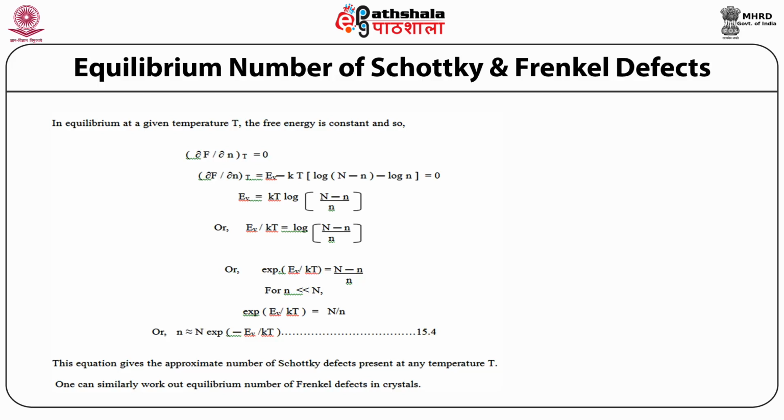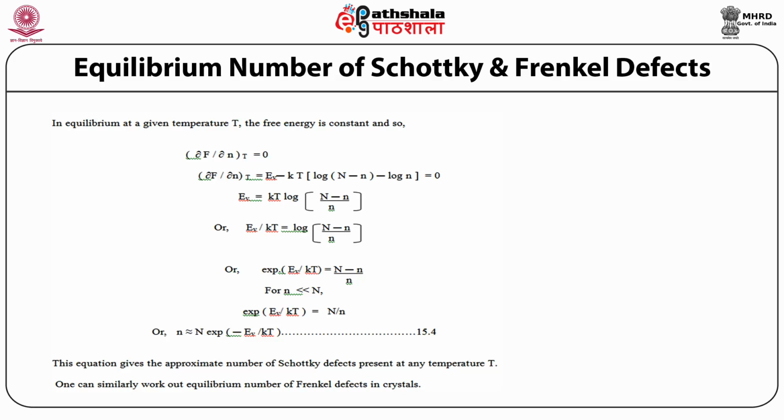For small n far less than capital N, exponential of EV by KT is given by capital N over small n, or small n is approximately equal to capital N exponential of minus EV upon KT, which is expressed as equation 15.4. This equation 15.4 gives the approximate number of Schottky defects present at any temperature T.